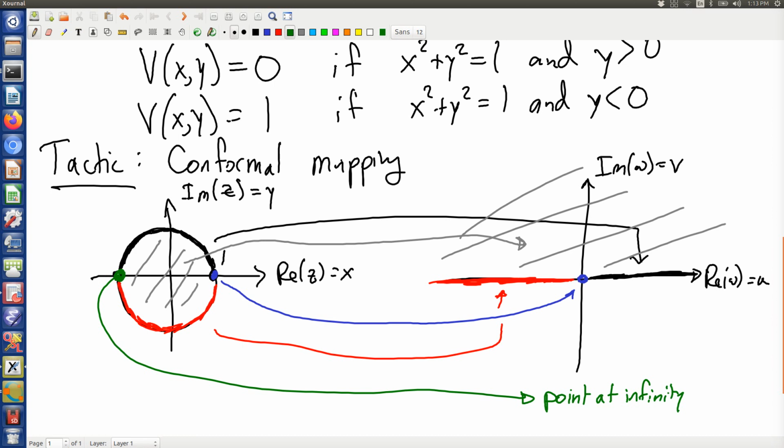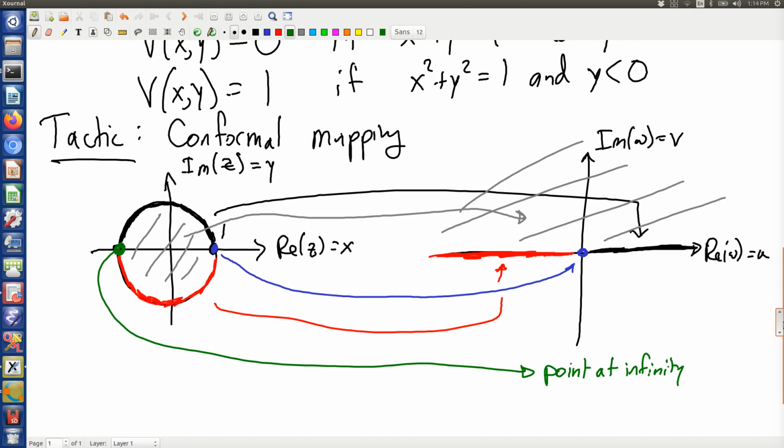The reason for doing this particular conformal mapping is because it's much easier to solve Laplace's equation in the W space, in the upper half plane, under these boundary conditions that I've given you. It's much easier to solve it there and then pull the solution back to the disk. Okay, so that's the plan. So we're going to need a conformal mapping that does that.